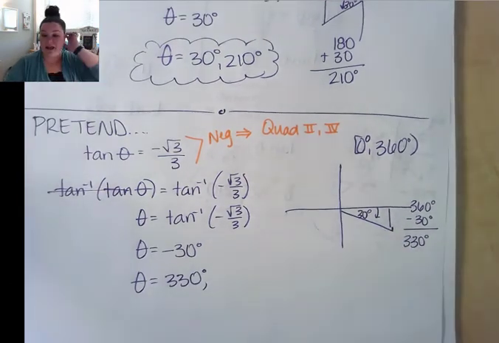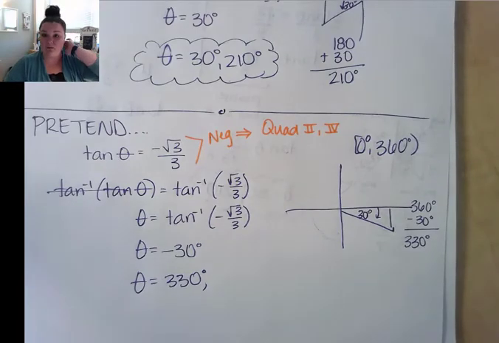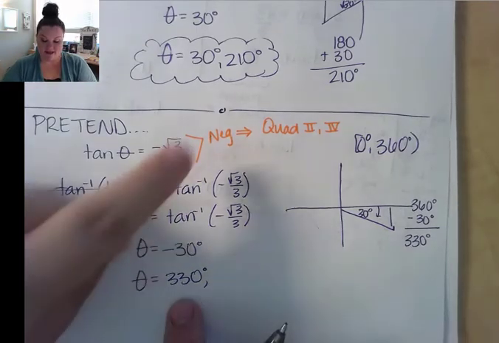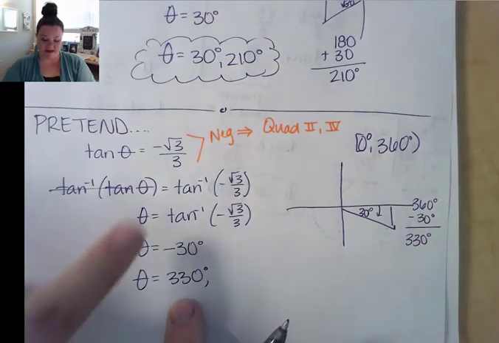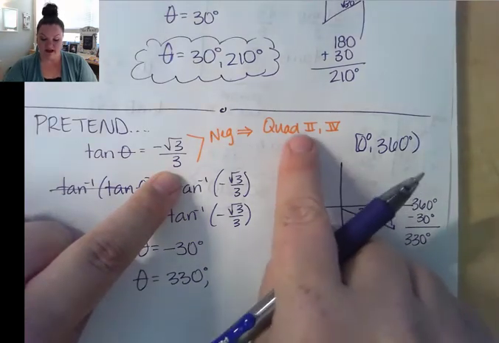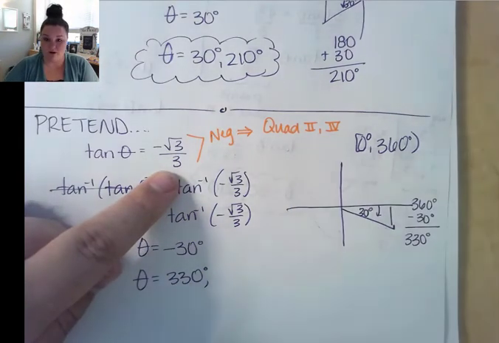And that's the same angle, it's just written in a different way, right, with a positive angle instead of a negative angle. Okay, and then again, we know, because we had a negative tangent value, that we should have an answer in quadrant 2 and quadrant 4.